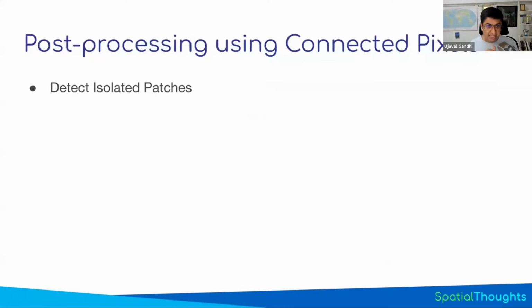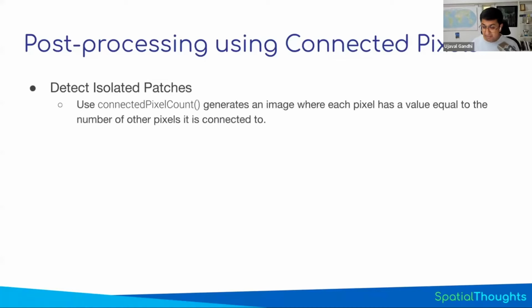The second technique we have is connected pixels. There's a function called connected pixel count, which will tell you how many other pixels are connected to this pixel. It will detect isolated patches, and any patch which is less than a particular pixel number will be replaced with the surrounding value.